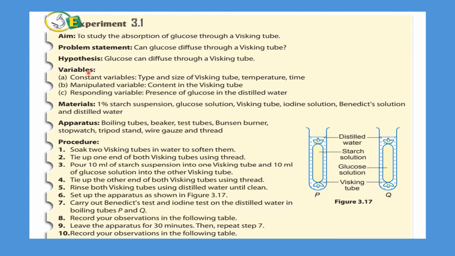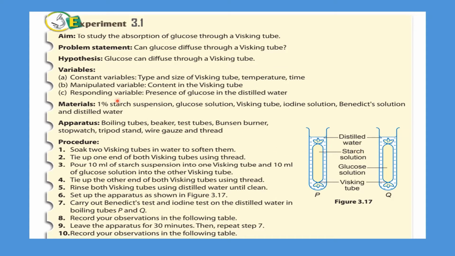Hypothesis: glucose can diffuse through a Visking tube. A Visking tube has a semi-permeable membrane, so it lets small molecules pass through it, but bigger molecules cannot pass through it. For example, starch, which is not digested, cannot pass through the Visking tube, but glucose can pass through it. The Visking tube in this experiment represents the small intestine, and the distilled water here represents our blood in the body.